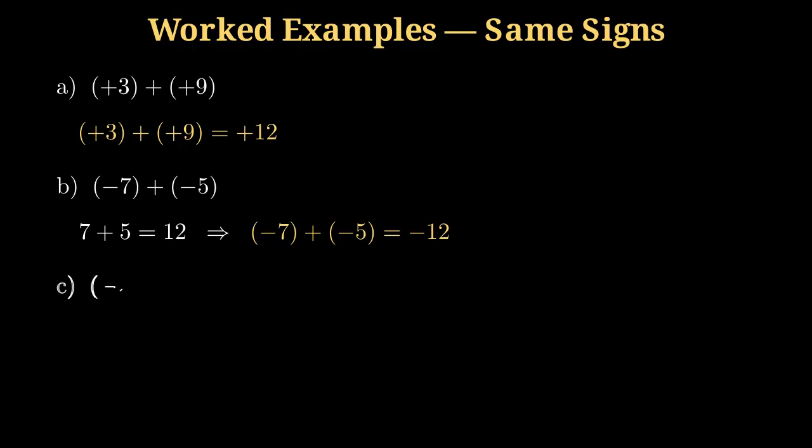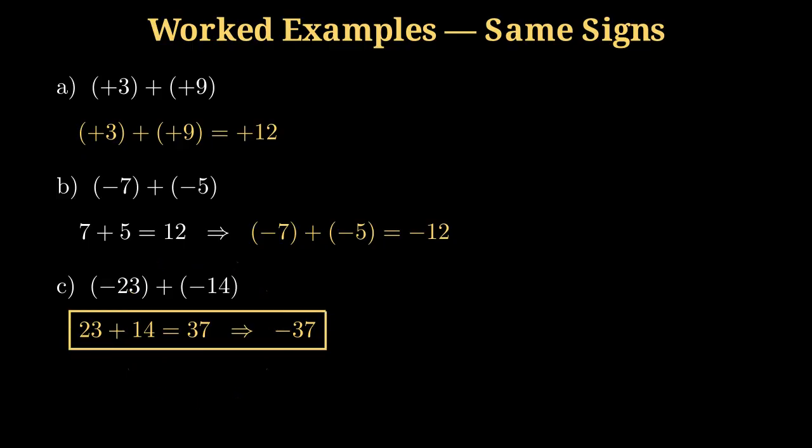Example C, bigger numbers now. -23 plus -14. Too far to walk on a number line, but the rule works instantly. Same signs, add the sizes. 23 plus 14 is 37. Both numbers are negative, so the answer is -37.